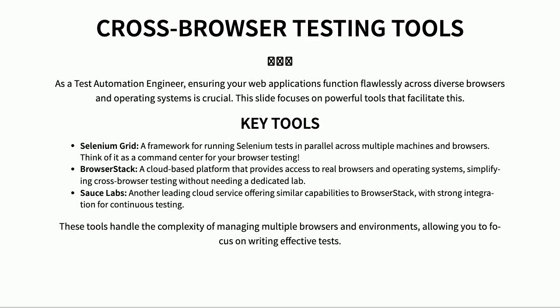Okay, let's talk about how we make sure our web apps work great everywhere. As a test automation engineer, cross-browser testing is super important. We don't want our website looking broken in Safari, Chrome, or Firefox. Tools like Selenium Grid allow us to run tests on multiple browsers at once, making it much easier. BrowserStack and Sauce Labs are fantastic cloud services that give us access to actual browsers and operating systems. No need for a huge lab setup. They handle all the technical details, so you can concentrate on writing really good test cases.